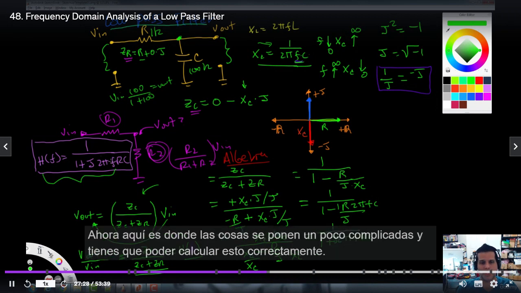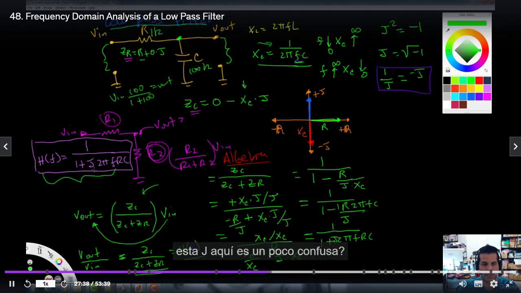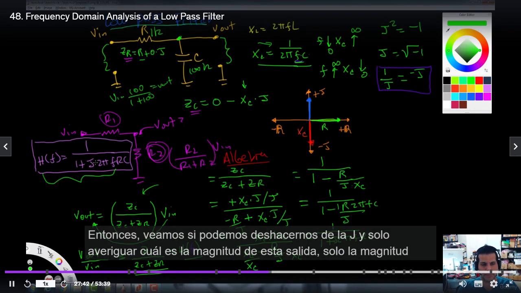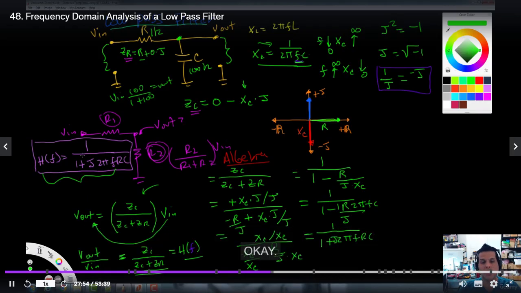Now, here's where things get a little bit tricky, and you have to be able to compute this properly. So now what I want to show you is, how do we figure out what the magnitude is? Because this j here is a little bit confusing. So let's see, can we get rid of the j and just figure out what the magnitude of this output is, just the magnitude of it? And then if we have the magnitude, then we can just multiply by the voltage and we get an actual voltage. Okay, so let's do that.